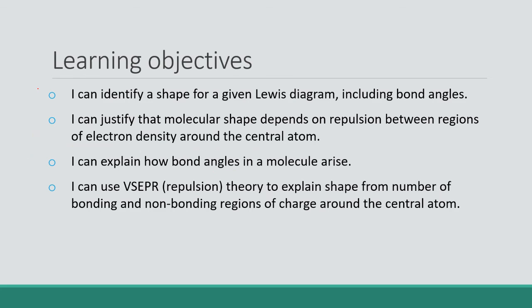Okay? So this video has been about identifying a shape for a given Lewis diagram, including the bond angles, justifying that molecular shape depending on the repulsion between the regions of electron density around the central atom, explaining how the bond angles arise, and using that repulsion theory to explain the shape from the number of bonding and non-bonding regions of charge around the central atom.